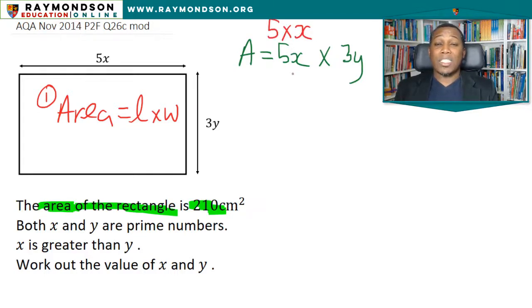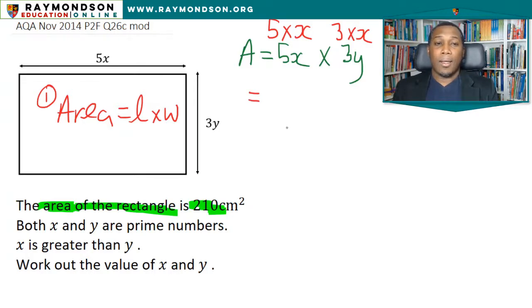So 5x means 5 multiplied by x. 3y means 3 multiplied by y. Not missing digits, so don't think about a missing digit. That's not the strategy. It's all multiplication. So what do we actually have here?